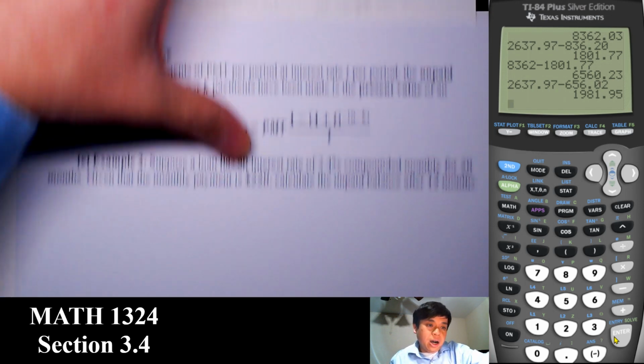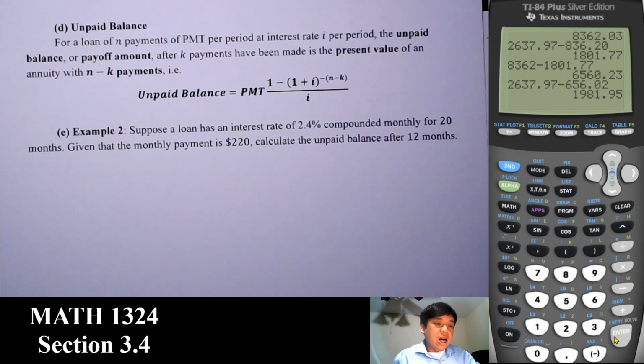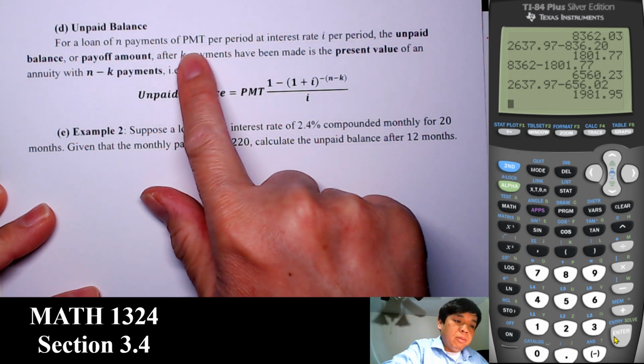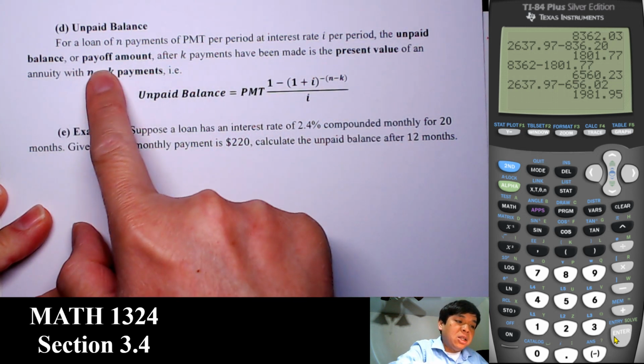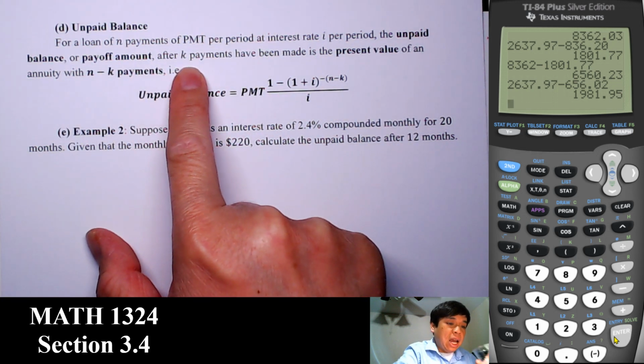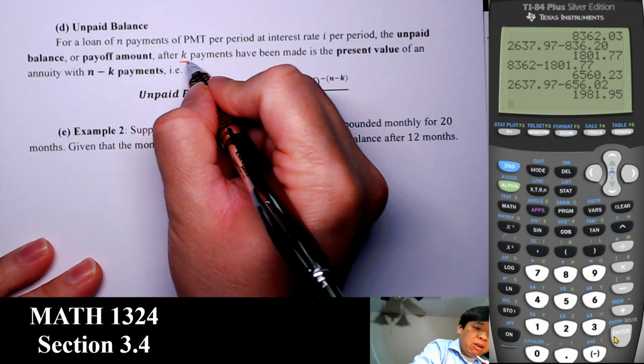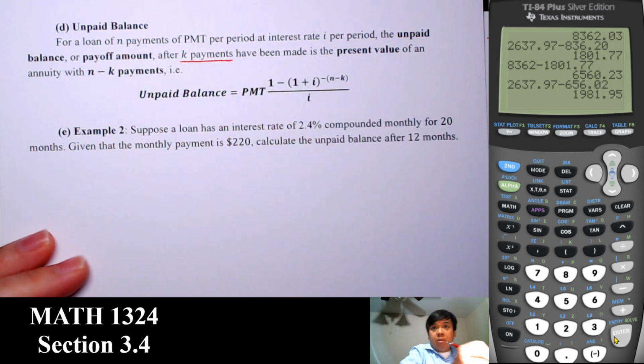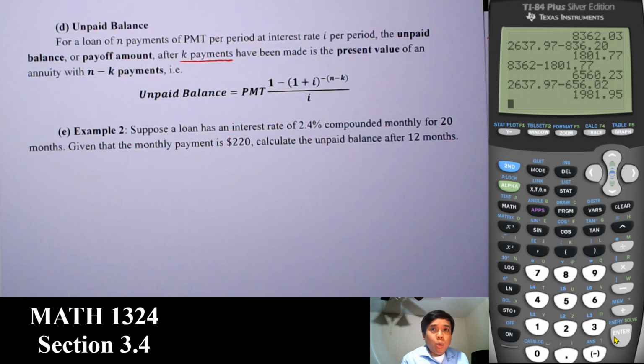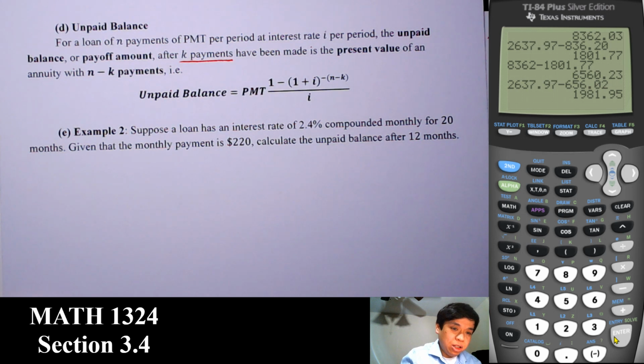Right. Next, we just have this, which is the unpaid balance. For a loan with n payments, the unpaid balance, or the payoff amount after k payments have been made. So let's say we buy a house, and this is to be paid off over 30 years. But we decide, say we win the lottery, after 10 years. So of course you want to pay off that. In that case, that will be the unpaid balance that you need to pay.